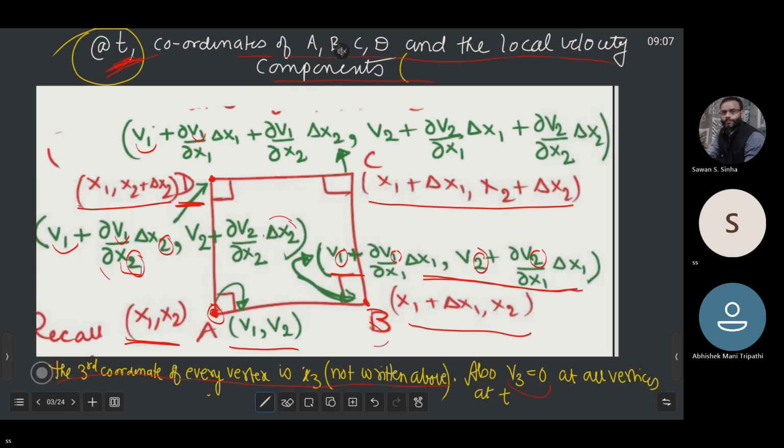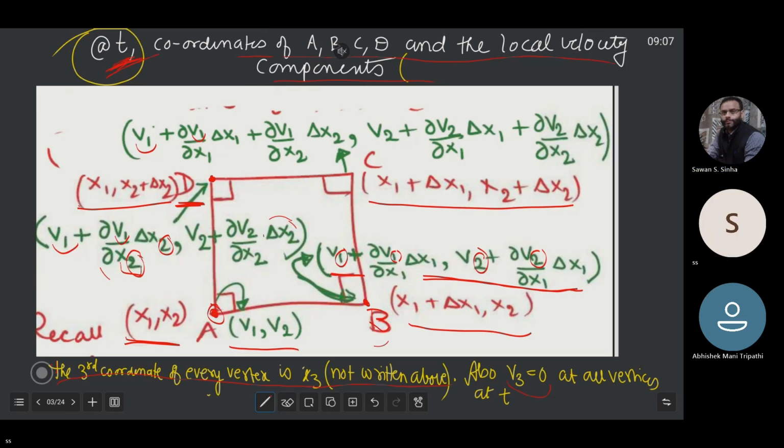Okay. So I hope you are able to follow this, but the best way to ensure that you have followed and digested it well is to derive it on your own at least once. Why is v3 not coming here? Because I am considering right now a 2C 2D velocity field. Okay, since it's 2C, v3 is 0, two components.